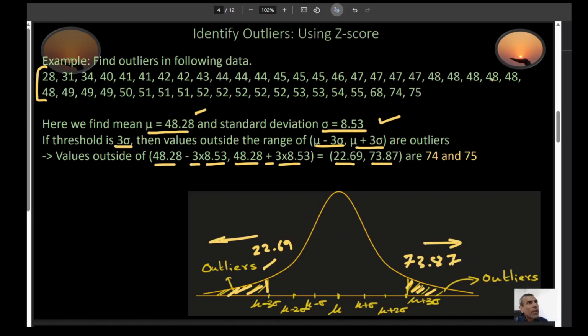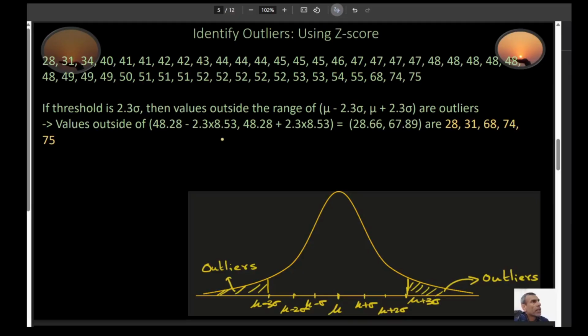Well, if you look at your data right here, there are only two values that lie outside this range, and those are 74 and 75. That's it. So 74 and 75 are my outliers when I choose my threshold as 3 sigma.